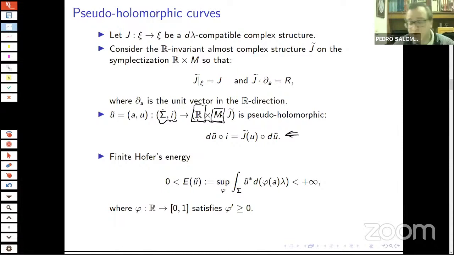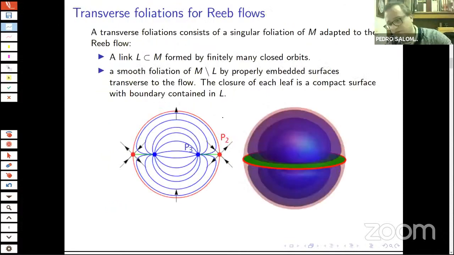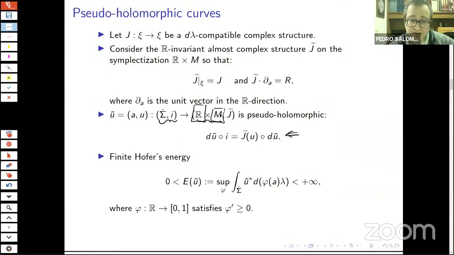But now, instead of considering a complex structure, you consider an almost complex structure. So it's a map from a surface, which in those cases that we saw before is just planes and cylinders, to this symplectization, but later we project from the symplectization to the three-manifold. And the projection to the three-manifold will be what we see here. Okay? It will be the surface that we see adapted to the flow. So that's the main idea. We construct those transverse foliations solving this PDE.